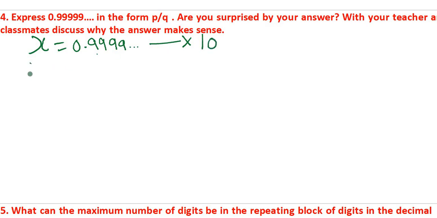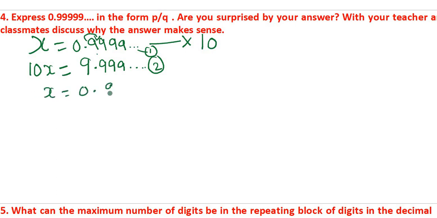After multiplying both sides, it becomes 10x, and as the 10 is there, it moves to the right side. This becomes 9.9999... Now you can subtract equation number 1 from equation number 2. We can subtract both. x equals 0.999... the dots are there.